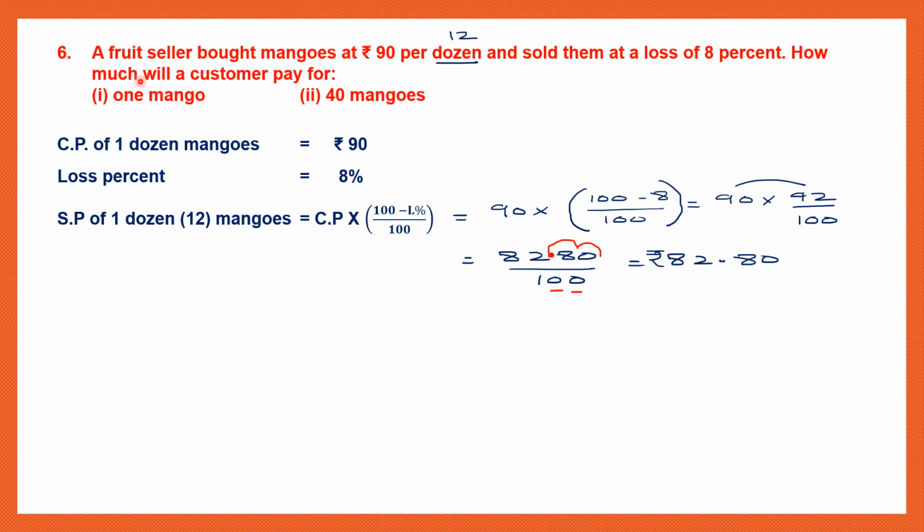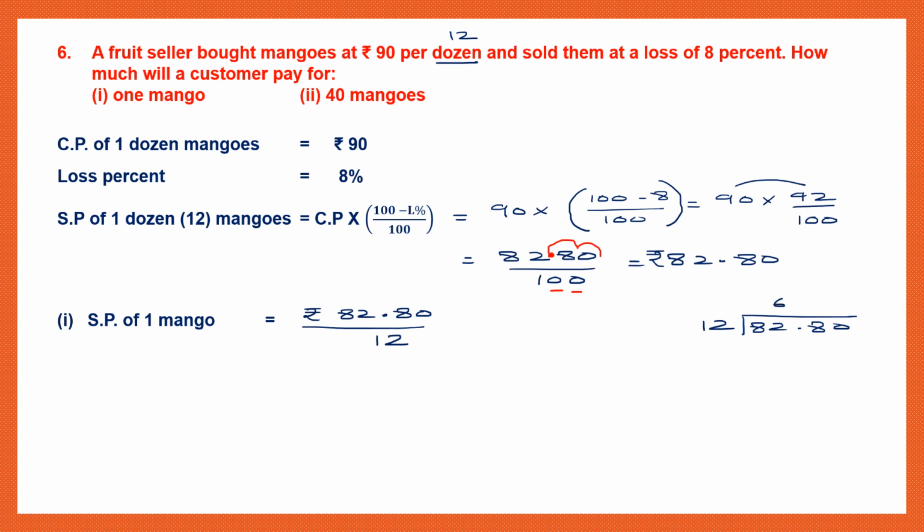Now the question is, how much will a customer pay, or what is the selling price for one mango? Selling price of 12 is 82 rupees 80 paisa. Now we need to find the selling price of one mango. So the selling price of one mango will be 82.80, that is 82 rupees and 80 paisa, divided by 12. This is the unitary method where we are finding the value for 1. So divide 82.80 by 12 because we are talking about 1 dozen mangoes. So let's do this division. 82.80 divided by 12.